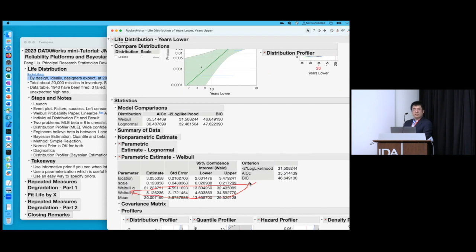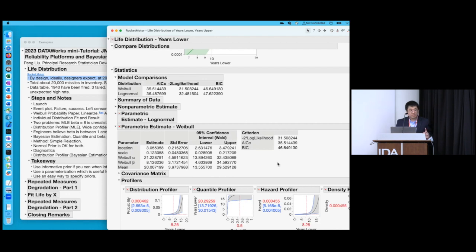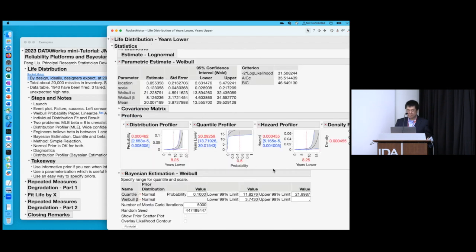But can they use their knowledge to improve that? Now we have to turn to a Bayesian approach. To put that information into a Bayesian approach in JMP, you go to this result, parametric estimate of Weibull, and find the Bayesian estimates. So this is the menu. You need to know how to cook it, and how you would like the chef to prepare that. You have different options.